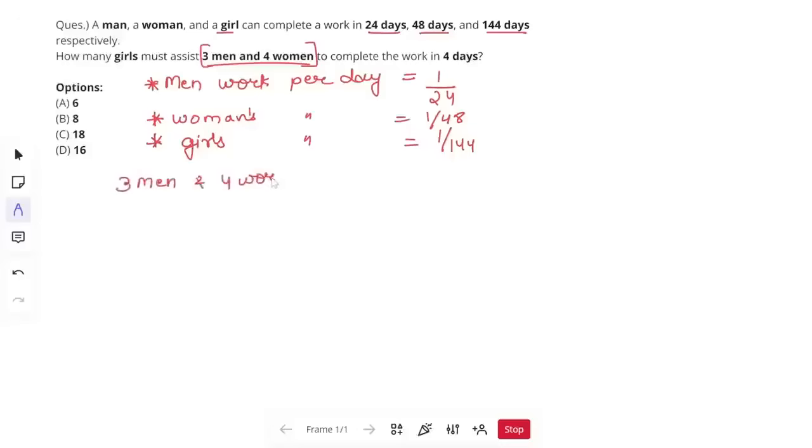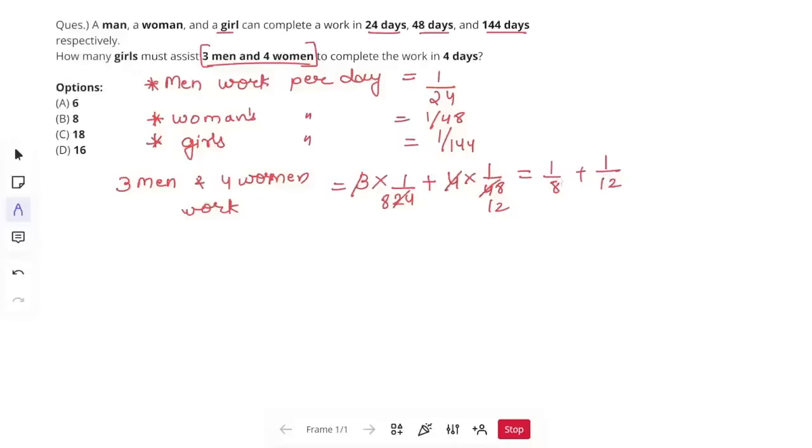How can we calculate this? It is 3 into the work done in one day, which is 1 by 24, plus 4 women's work, which is 4 into 1 by 48. If you simplify it, it is going to be 1 by 8, because 3 and 24 will cut by 3 to give 8, plus 4 and 48 will cut to give 1 by 12. So the values that you will get are 1 by 8 plus 1 by 12.